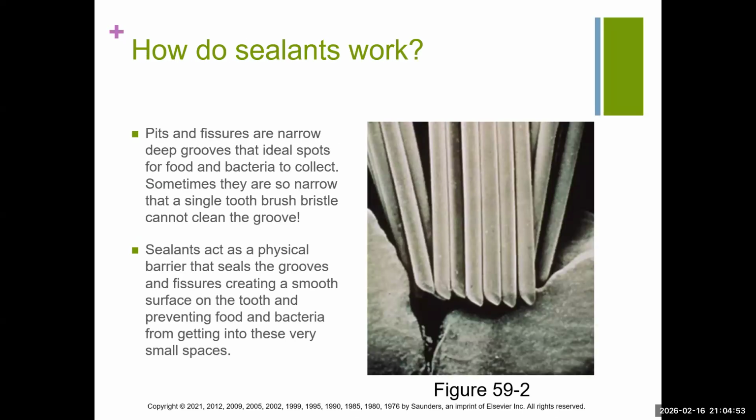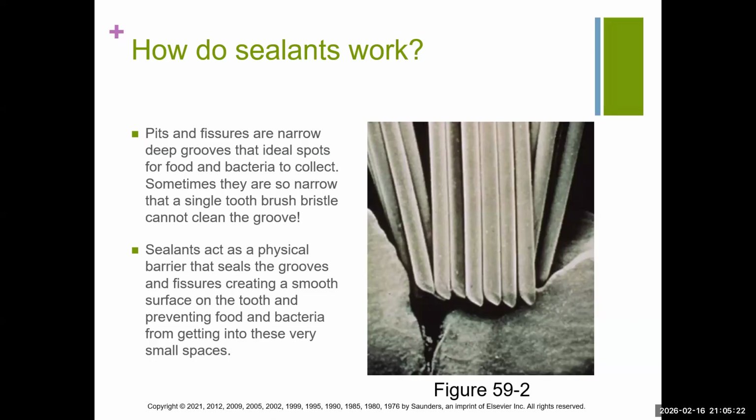So pits and fissures, they're really narrow. As you could see here, you could see a cross section of a tooth, and then you'll see the bristles of a toothbrush. Here's a, I don't want to say a pit, but kind of like a fissure. And you could see that even the bristles of the toothbrush cannot reach the groove here. So those pits and fissures are quite narrow, and they're just the perfect spots for bacteria and food to have a little bit of a party in there.